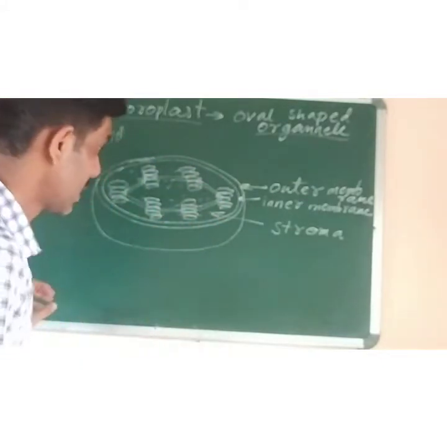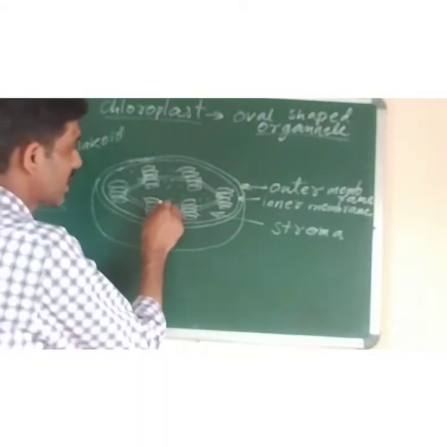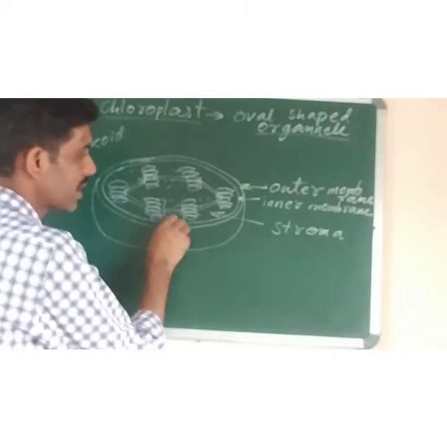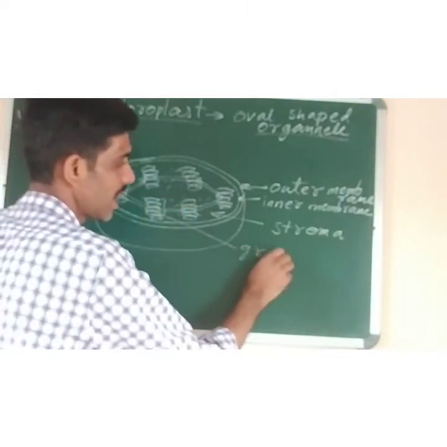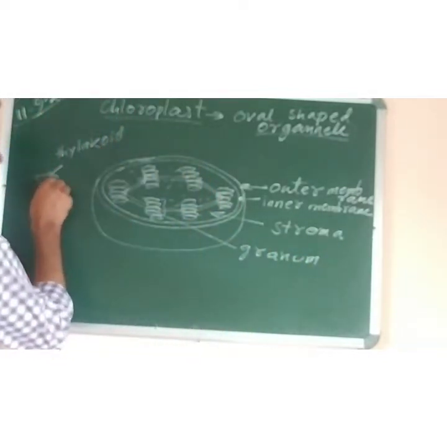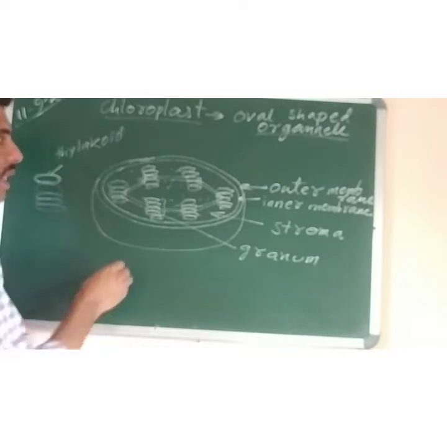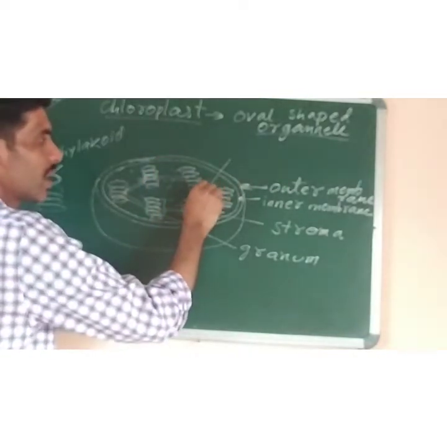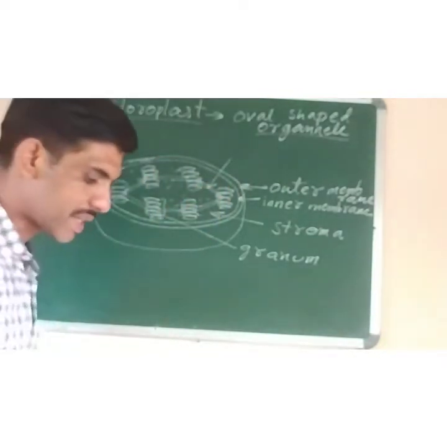Okay? And you have to label the parts. Like what is this one called? This one from here to here it is called granum. G-R-A-N-U-M. One of them is called thylakoid, as I have shown. This only one is called thylakoid. And the one which connects them, this one, the name is given there.